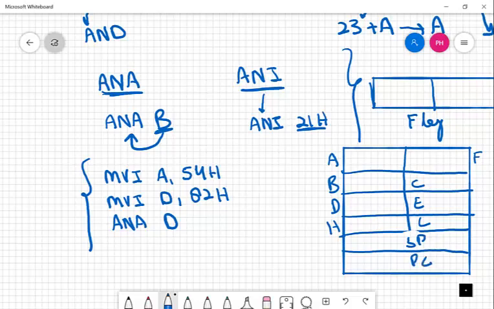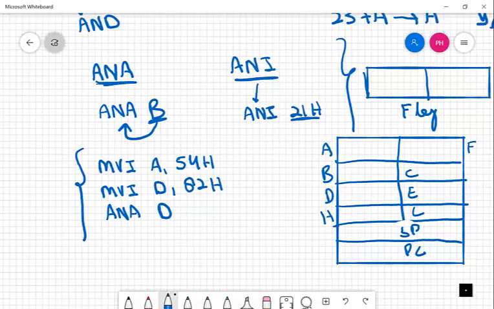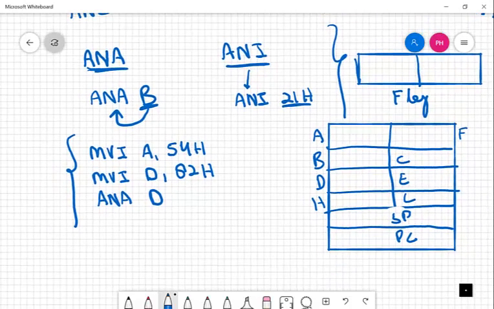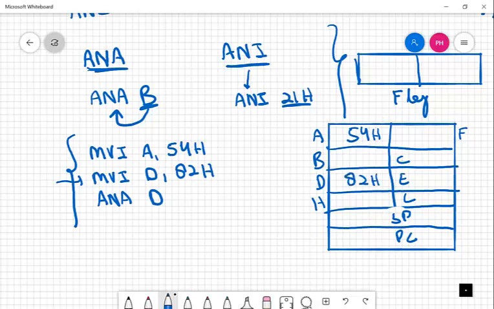So inside my memory, my first instruction is move immediate accumulator 54H. That means a hexadecimal number, the binary equivalent of this 54H, will get written inside the accumulator. 54 hexadecimal will be here. And when the second instruction is executed, a number 82H will be written to the register D. 82H. So after this, what will happen?